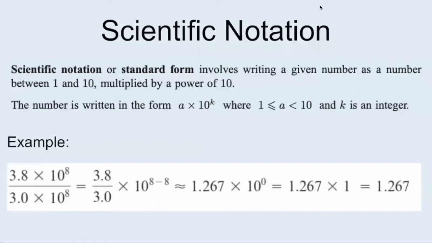Now, scientific notation is also known as standard form. Scientific notation is basically taking really big numbers and expressing them in terms of times 10 to the power. It's just basically trying to move the decimal.